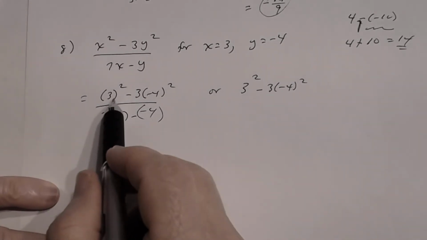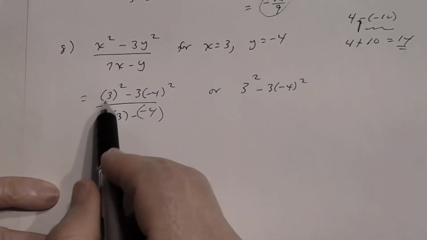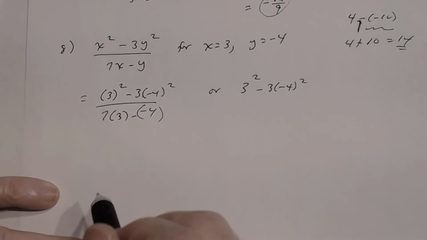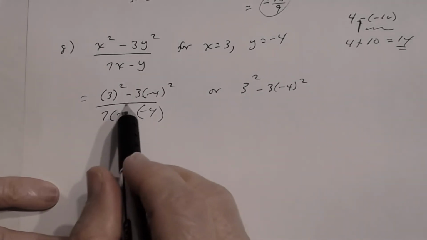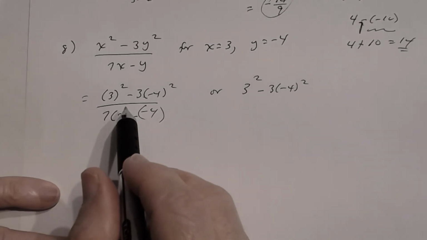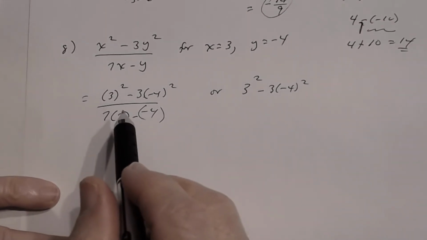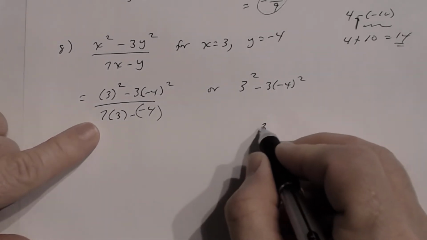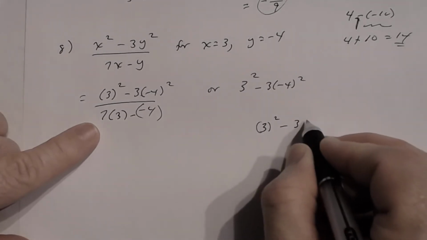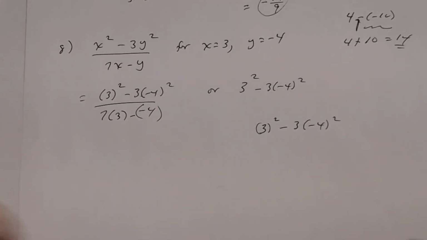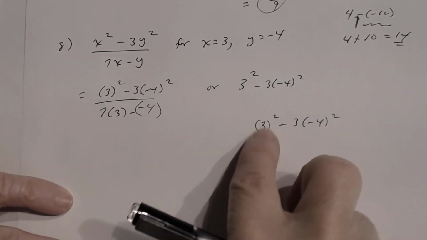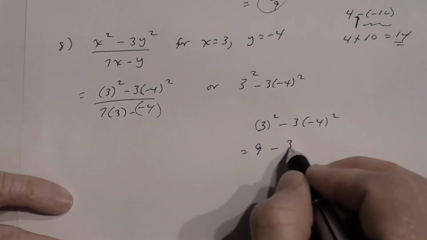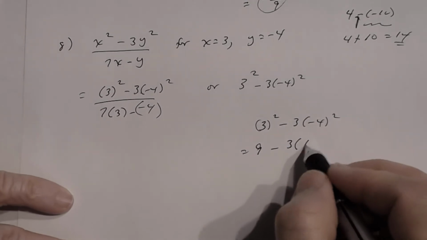All right, so let's work with the numerator for right now. Notice I'm squaring, then multiplying, 3 times, and then subtracting. So that's going to become a little bit challenging for us if we don't remember some properties. So I'm going to rewrite the numerator right here: 3 squared minus 3 times a negative 4 squared. Remember the order of operations says I do exponents first. I have 2 of them here, so let's do both of them. So 3 squared is 9, minus 3 times a negative 4 squared, which is 16.